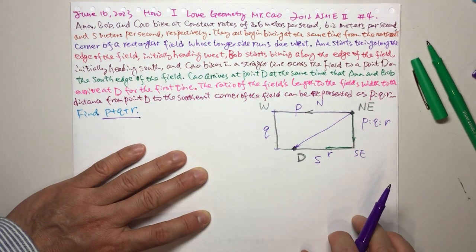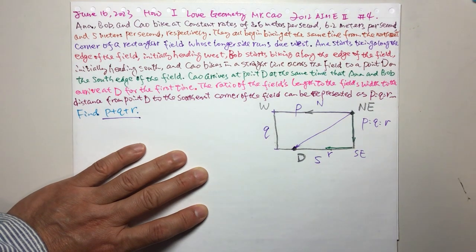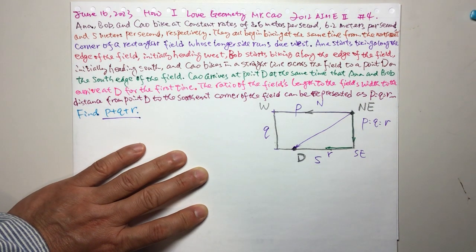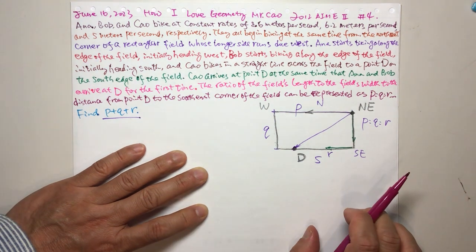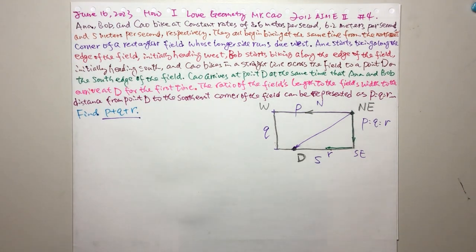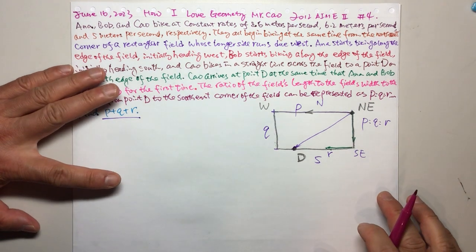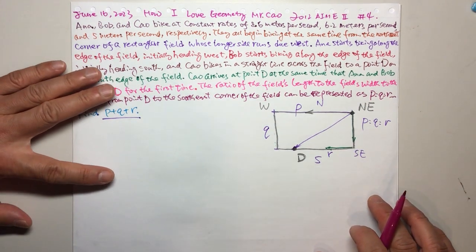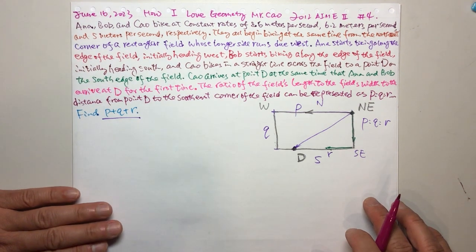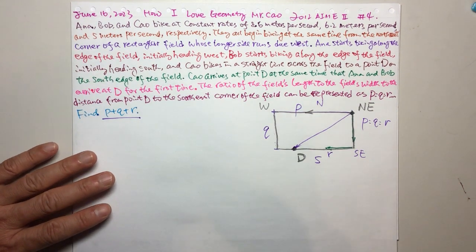Okay, so let us analyze this problem. We just need to find P, Q, R, the ratio between them. This is a simple shape, a rectangle, so we can easily write down the equations. We just need to find the relationship between P, Q and R. And when we write the equations, we should use a parameter. What's that? Time t, right?